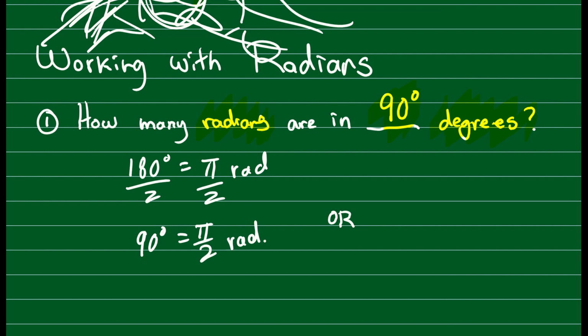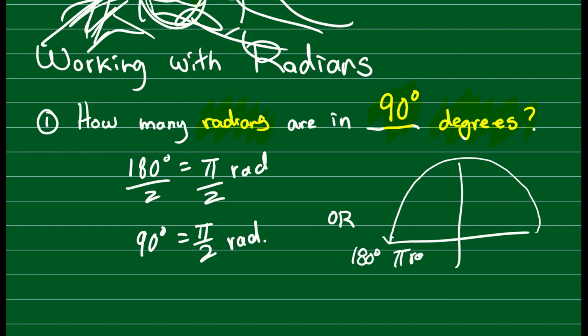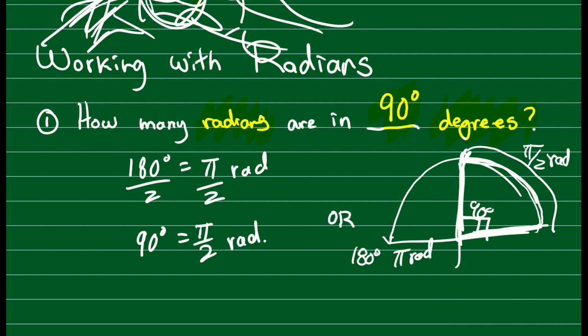Or you could have followed a geometric approach. Some students are visual, and this is more visual for them. If we know that a full rotation here, 180 degrees, is equal to pi radians, well, let's go only 90 degrees. That means that we're going from here only until here. So that means that 90 degrees is equivalent to pi over 2 radians.